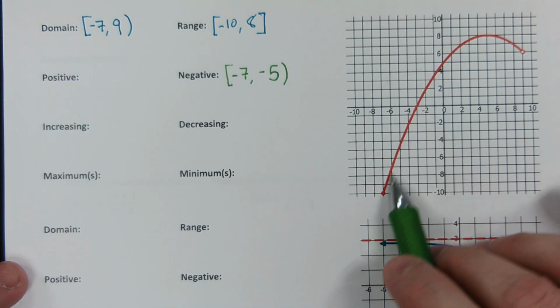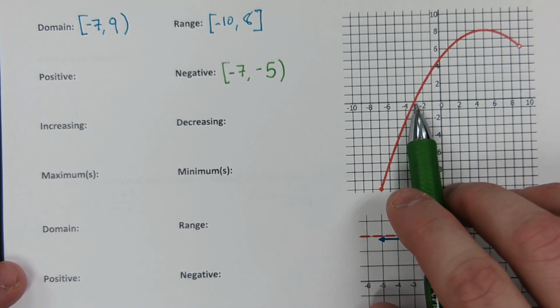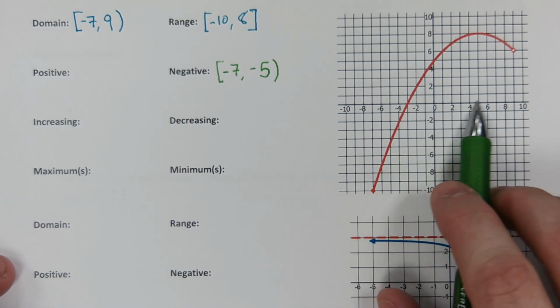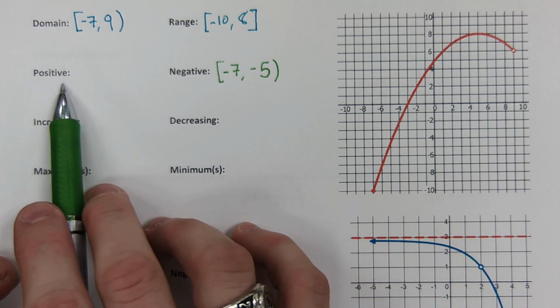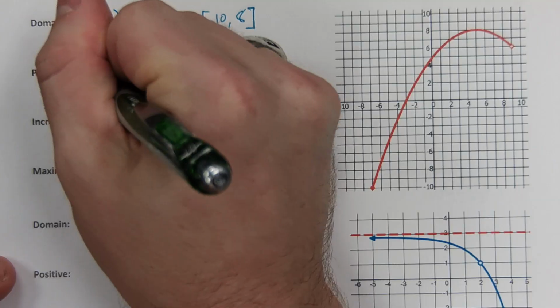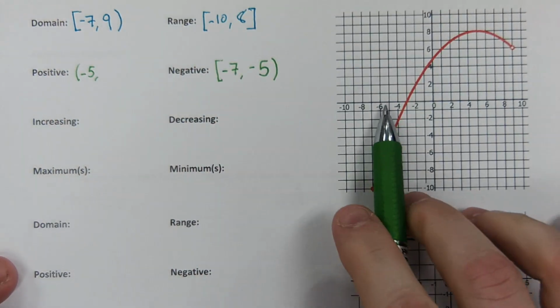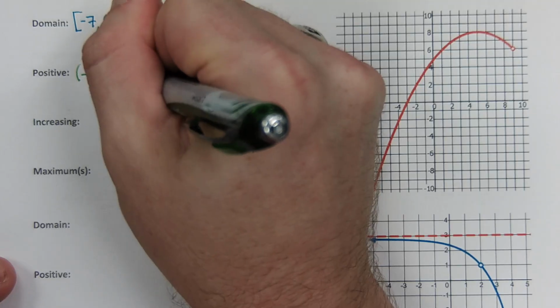Now this is the only time our graph is below the x-axis. The rest of my domain, my graph is above the x-axis. So for the rest of my domain, from here to here, my y values are positive, which means I'm going to list from -5 until the edge of my domain. And my domain comes to an end, like we said, at 9, and since that dot doesn't exist, it's parenthesis.